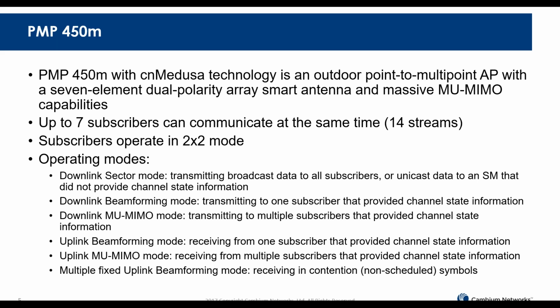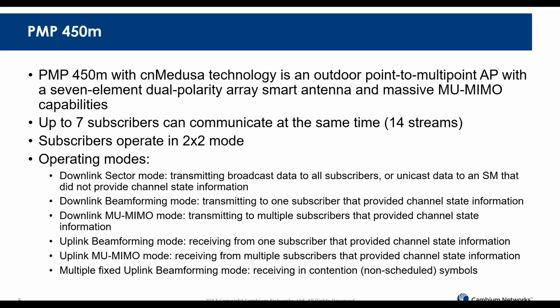This is used if the data is intended for all the subscribers, like broadcast data, or if the subscriber did not provide channel state information. If the subscriber didn't complete the sounding process, for example, an older subscriber that does not support sounding, then the access point doesn't know where the subscriber is and cannot point the beam in the direction of the subscriber. So the only solution is to, again, broadcast the data, meaning sending the data in the whole sector to make sure that the subscriber can receive it.